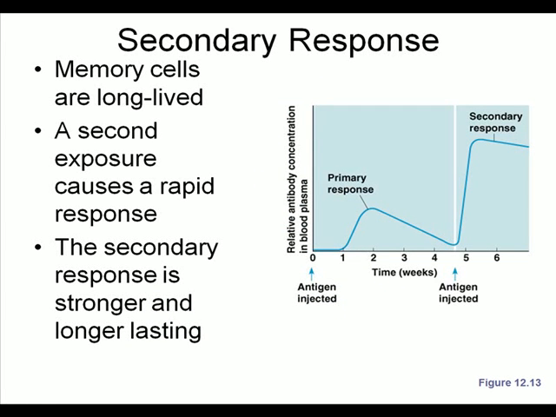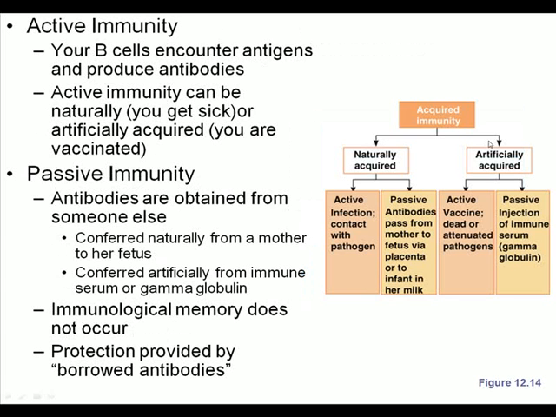Because those memory cells live for a long time, the second time you get exposed to it, your response is a lot faster, and it will only take you a day or less for your B cells to start making tons more B cells and attack and get rid of whatever it is. The first time you're exposed to it, it may take a while longer for the few B cells that are there to recognize the antigen and mount an immune response. But the secondary response, the second time you're exposed to it, is much more rapid, much stronger, and much longer lasting.